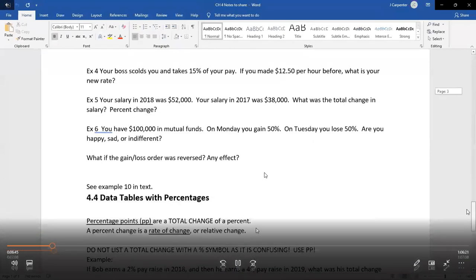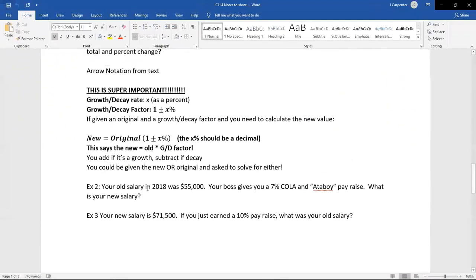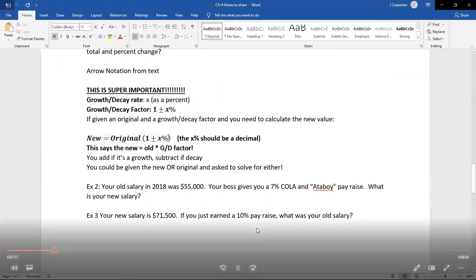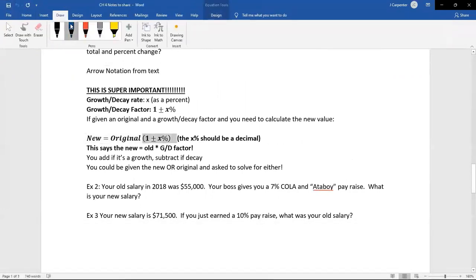All right. So, last time we did all of these problems, we talked about this growth factor, this growth/decay rate, this new equals original times 1 plus or minus x%, where again, this right here was your growth factor, or decay factor. The slash does not mean division, I'm just saying growth factor or decay factor. It depends on whether we're acquiring more things or losing things. And both types of problems are seen in the real world.